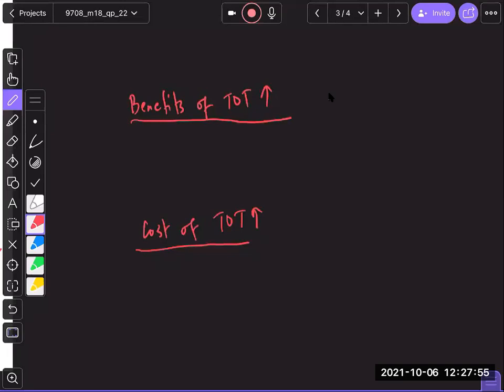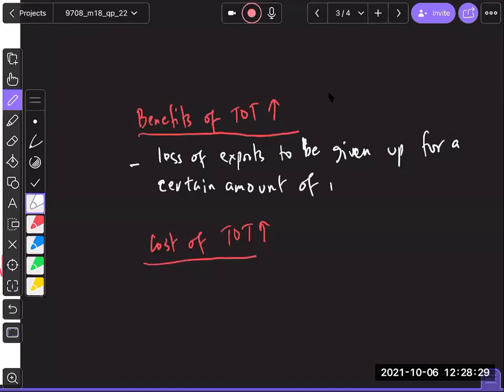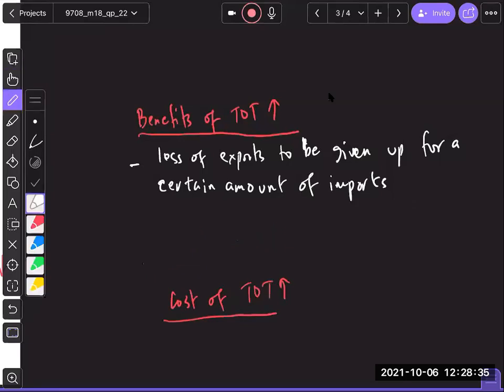So the first thing we mentioned in our notes is that if terms of trade improve, this means less exports to be given up for a certain amount of imports. If your export prices are good, you may not need to give up too much of your exports. Number one is that.